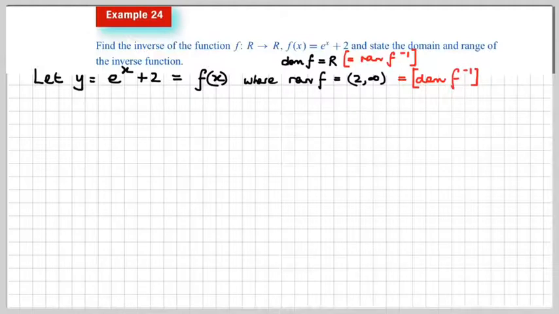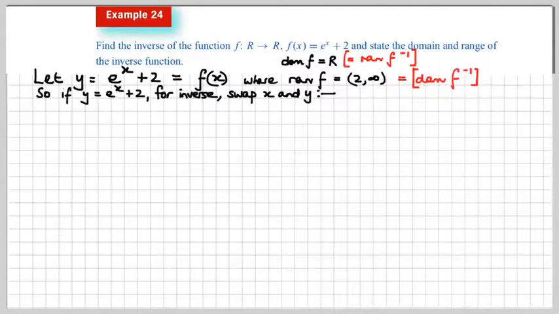Alright, so I've set it up very nicely at the start. So therefore, if y equals e to the x plus 2, for the inverse we swap x and y. Do you notice how I stated that? So I can tell the poor person that's reading what I'm doing, instead of just expecting them to figure it out. No offence to anybody, but that's what students do. Okay, so therefore I would get x equals e to the y plus 2. Then I'm going to solve that for y.